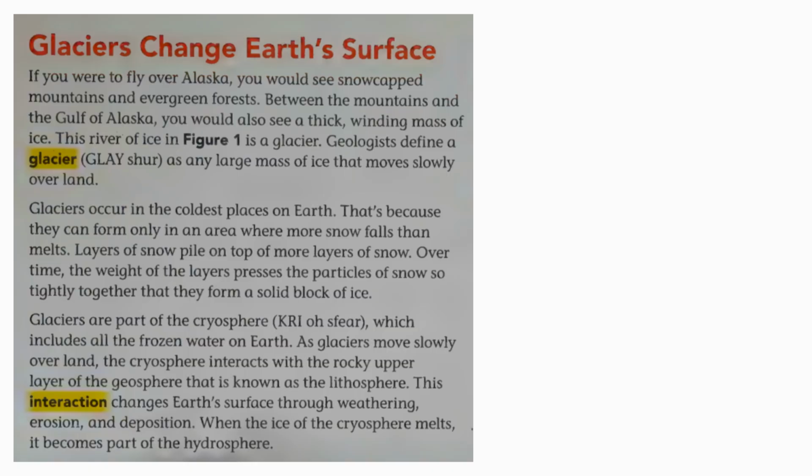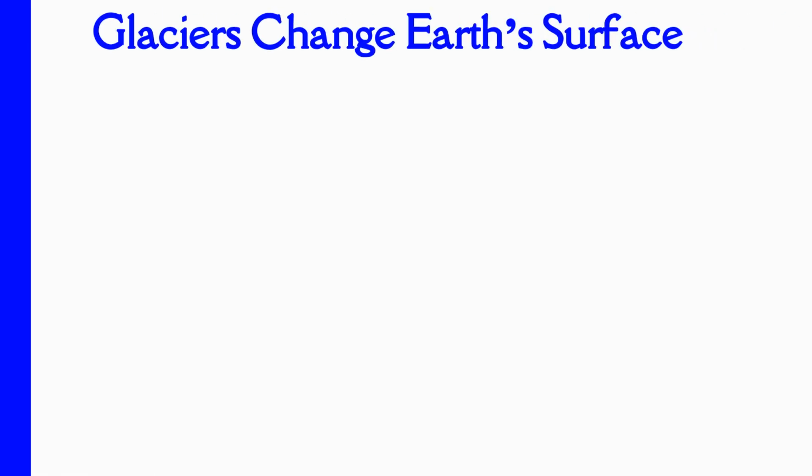Layers of snow pile on top of more layers of snow. Over time, the weight of the layers presses the particles of snow so tightly together that they form a solid block of ice. Glaciers are part of the cryosphere, which includes all the frozen water on Earth.